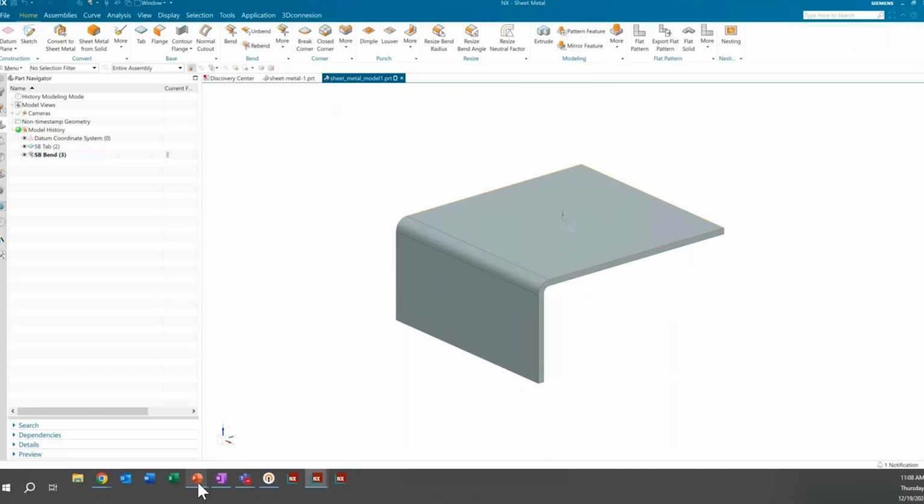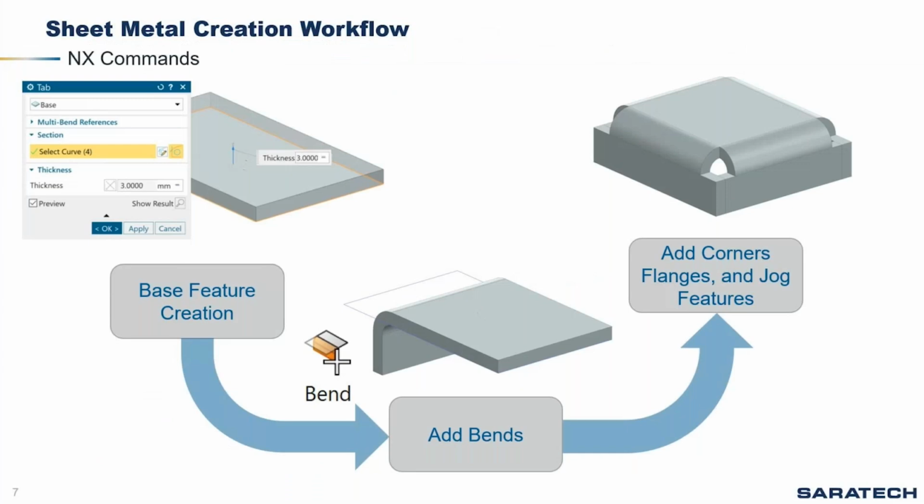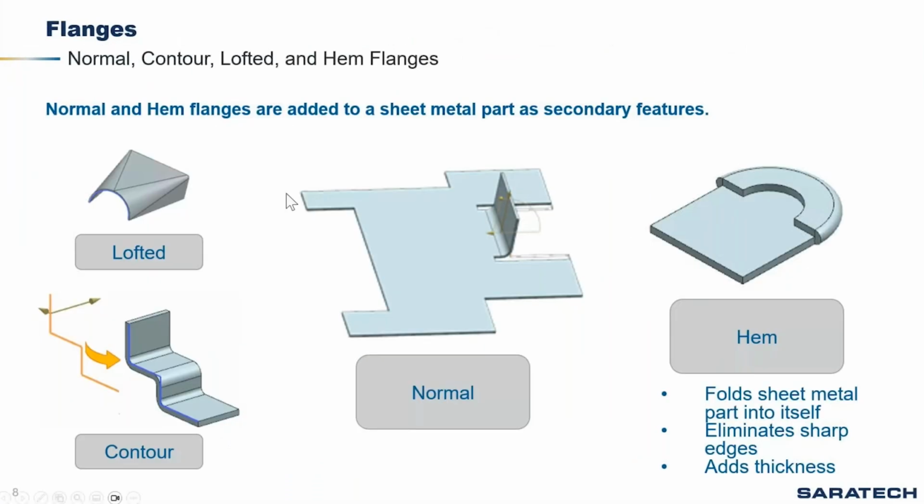So one other thing I want to highlight about NX sheet metal is it's super easy to add flange features. Some flange features that are easily accessible would be lofted flanges, contour flanges, normal and hem flanges. And these two on the side, the lofted flange and the contour flange, can actually be used to create base features initially, so you don't have to make a tab. You can just go straight into that command and make your part super quickly. And then the hem and normal flange features utilize a base feature and modify the base feature either to eliminate sharp edges or add thickness or whatever you're hoping to achieve with that flange feature.